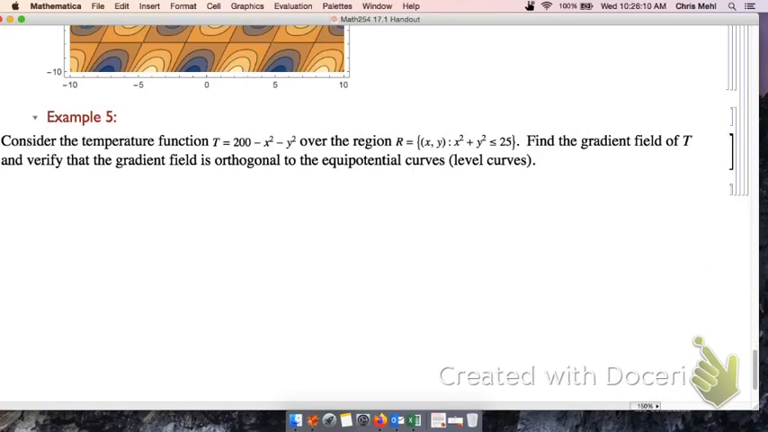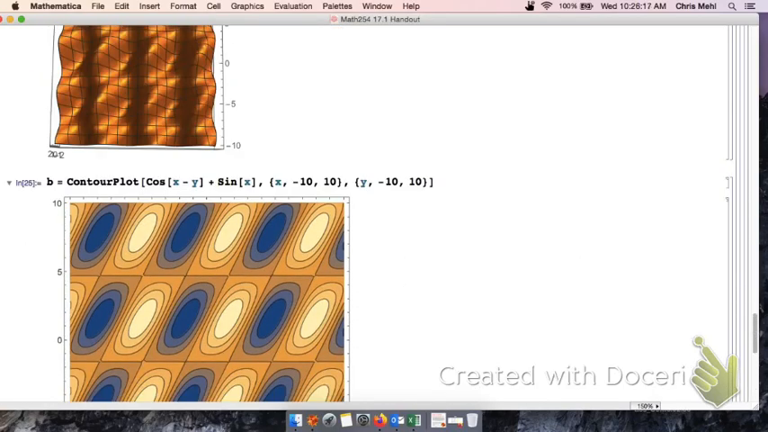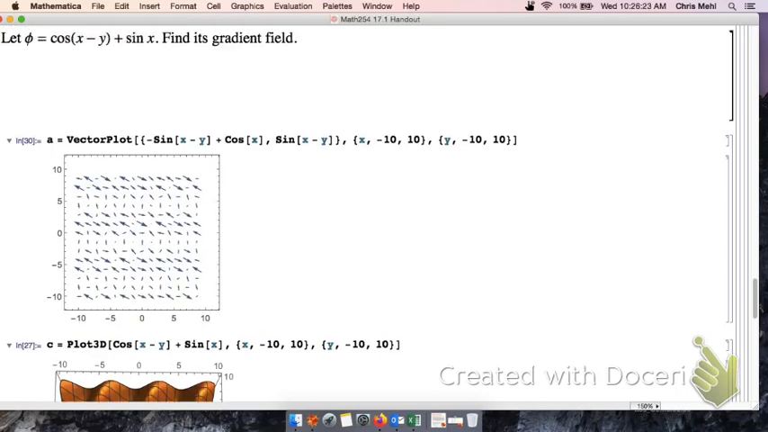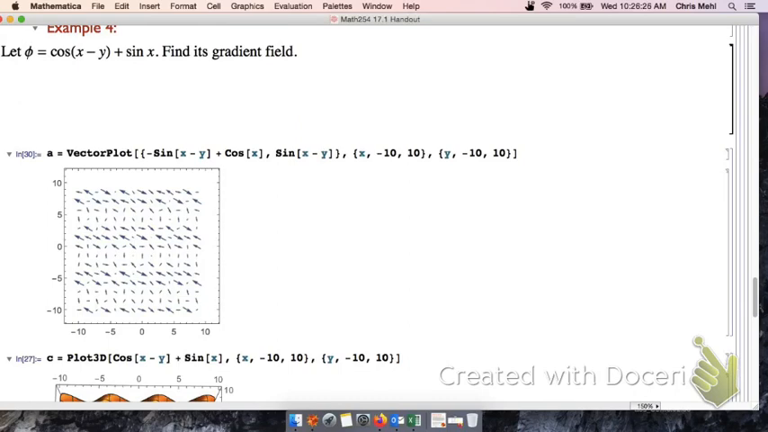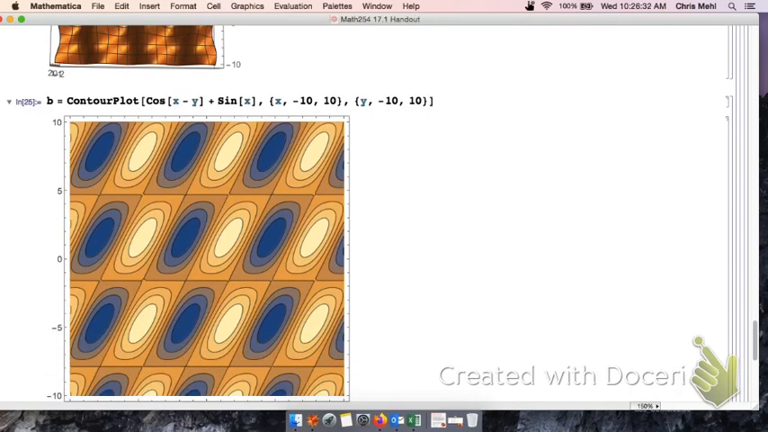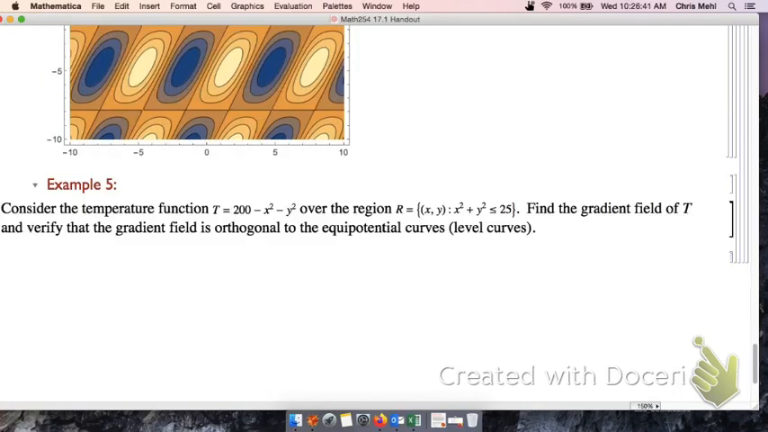Okay, so another thing I wanted to point out, and I was getting at this for example 5, is that all of these vectors in the vector plot of the gradient, so again, that's the vector plot of the gradient of the surface, are going to be orthogonal to all these level curves in the contour plot. So remember, the gradient is always orthogonal to the level curves. So we're going to revisit that here.